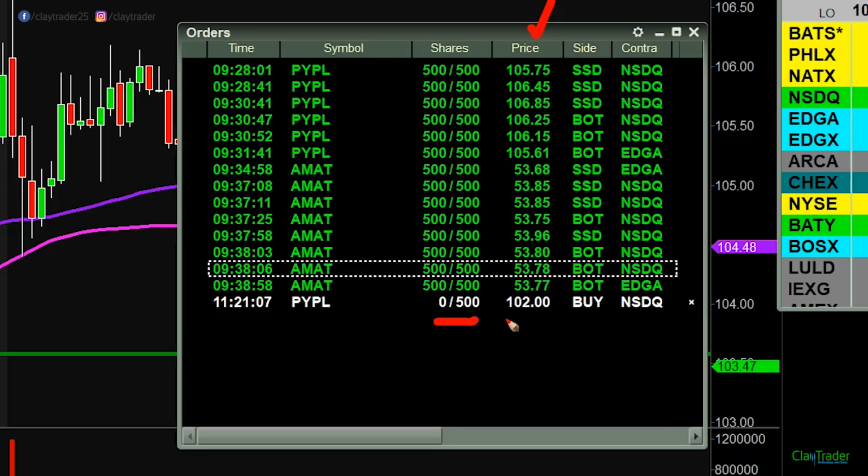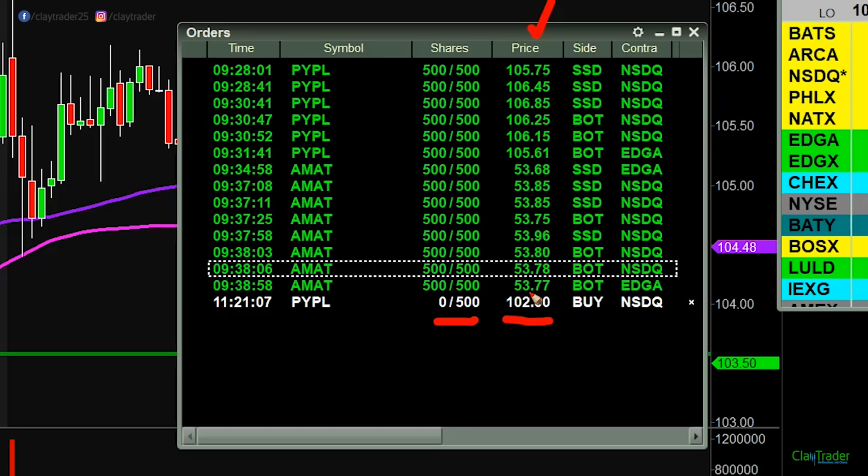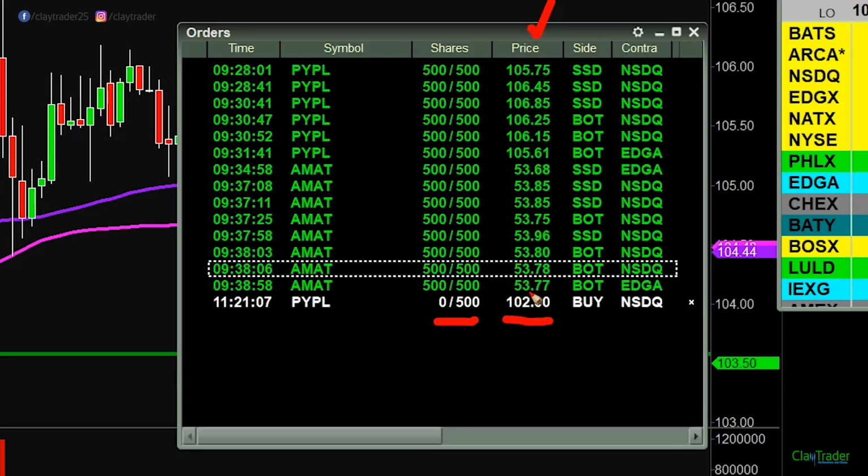And I told the platform, well, I want them at 102. So the price is just telling you at what price you actually want those shares. Because remember, if you just say I want shares, that's only part of the equation. The other part of the equation is, well, that's great, but at what price? And that's what's going on there.